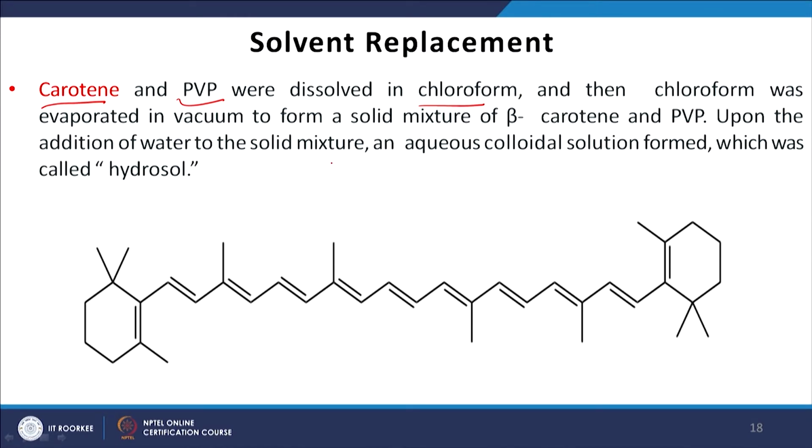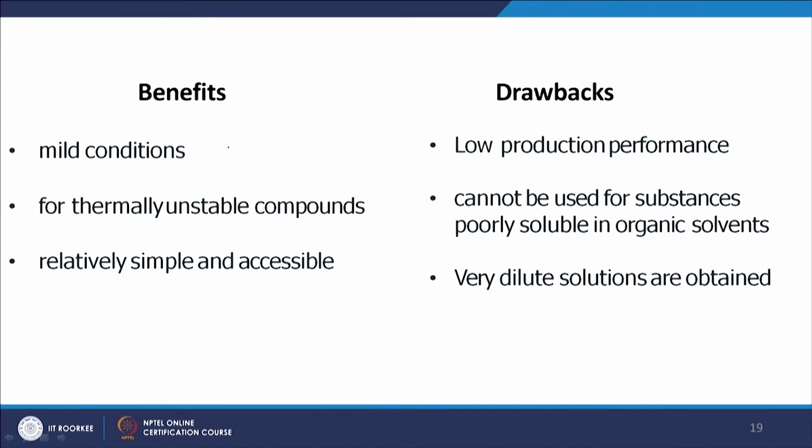Upon the addition of water to the solid mixture, an aqueous colloidal suspension forms, which is called the hydrosol. Okay. So, this is a very easy method of replacing a solvent and then making a colloidal dispersion of a nanoparticle. Some benefits: this process is very easy, it uses very mild conditions. For thermally unstable compounds, this method is good, and relatively simple and accessible.